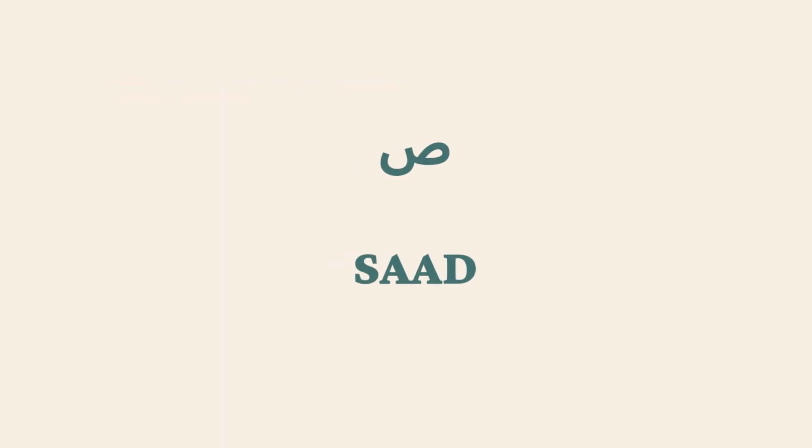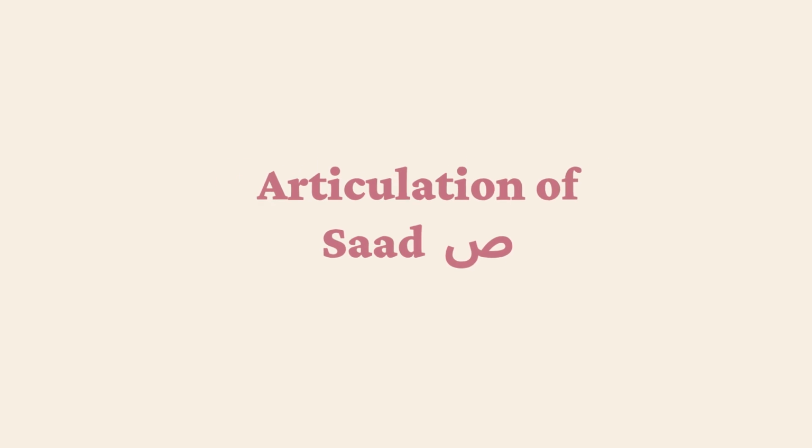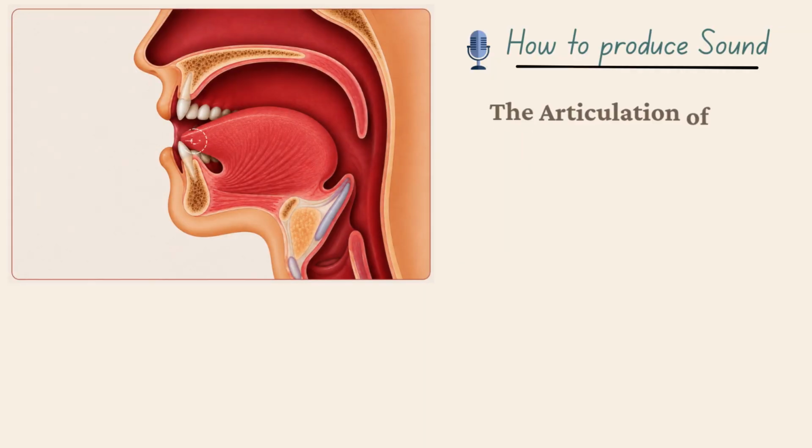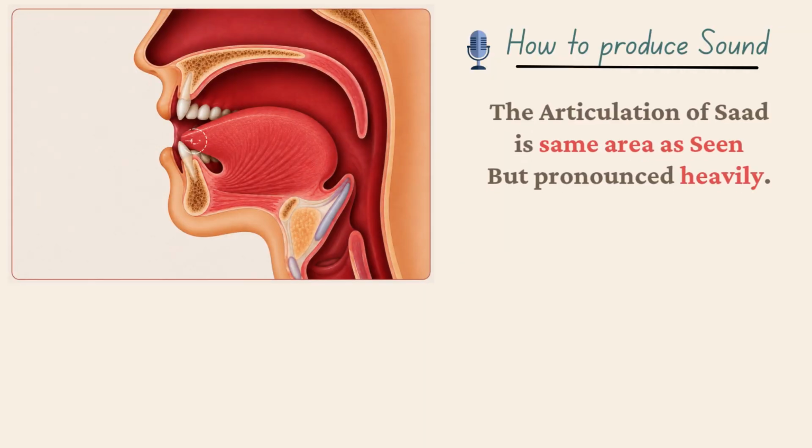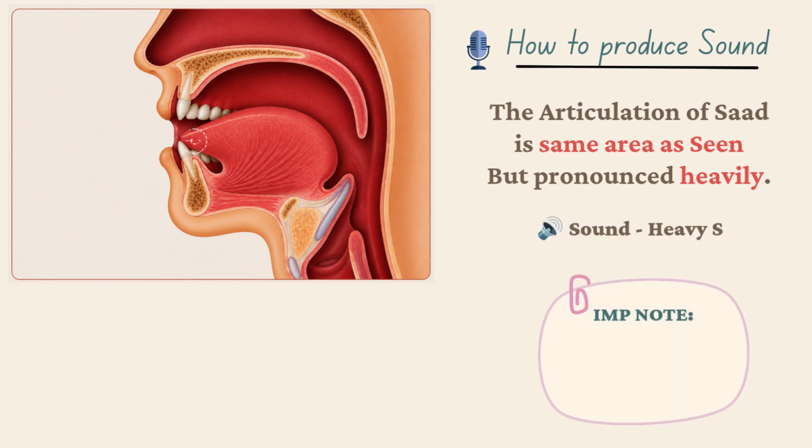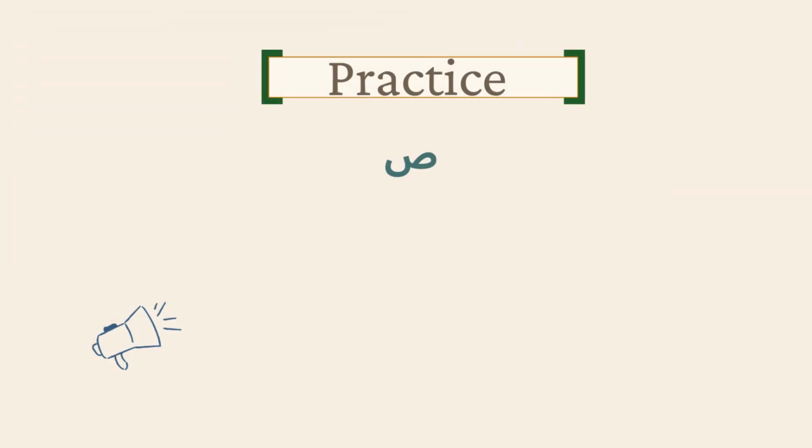This is Saad. The articulation of Saad is the same area as Sheen, but pronounced heavily. Sound, heavy S. The important point to be noted is that the tongue rises slightly. The mouth becomes fuller. Practice with me now. Saad, Saad, Saad.